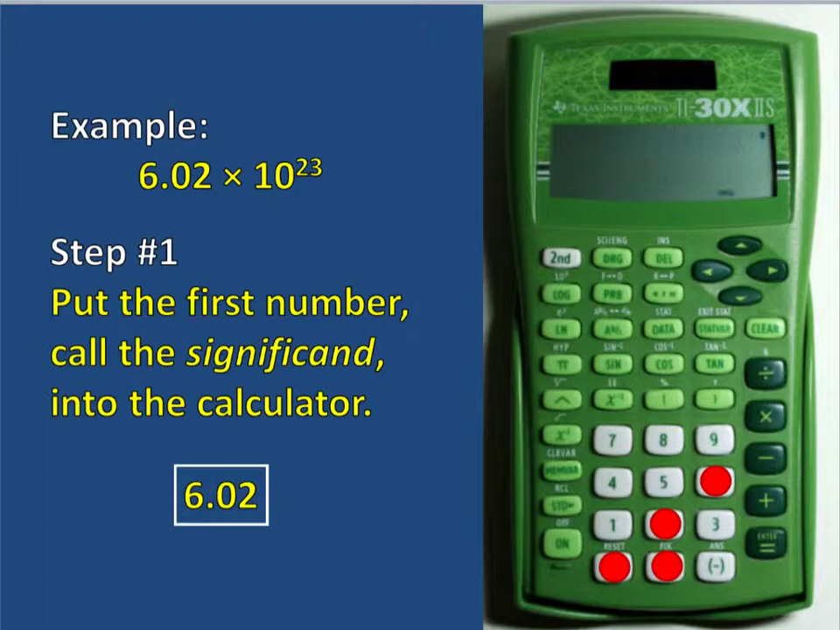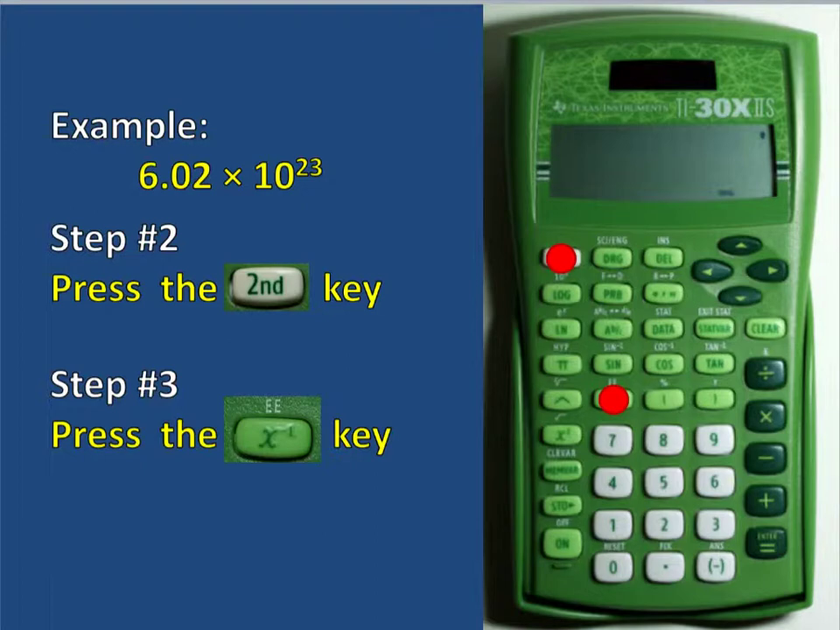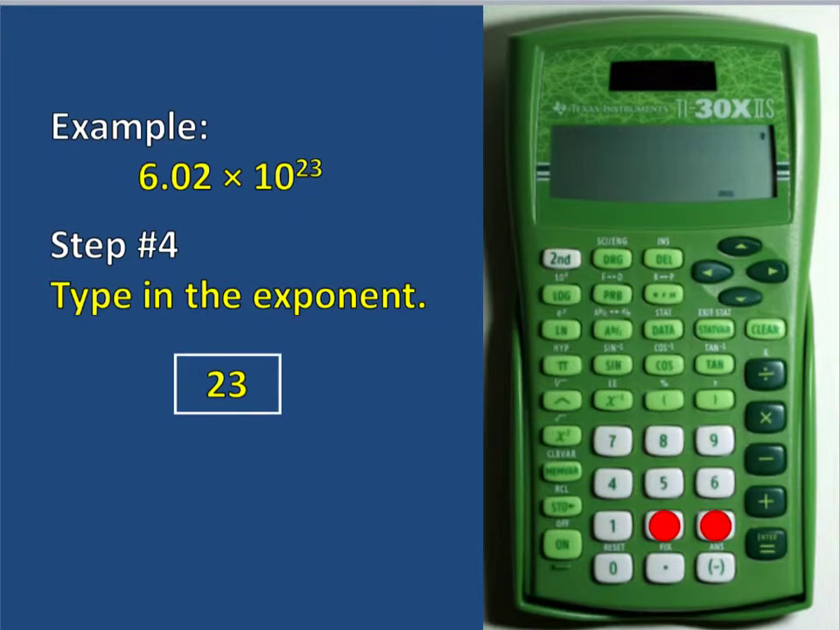So you need to write the steps down. Here we go. Step 1 is put the first number, which is called the significand, into the calculator. The first number is going to be that 6.02. Okay, so you're putting whatever comes in front of the multiplication sign into the calculator first. Step 2 is press the second function key, and step 3 is press the x to the minus 1 key. Okay, so we're doing second function and then x to the minus 1. So those are step 2 and step 3. Step 4 is type in the exponent. So you're not going to type in times, you're not going to type in 10, you're going to just type in 23. By pressing second function x to the minus 1, that took care of typing in times 10. So you don't have to do that again. Your last step is just to type in whatever that exponent number is.